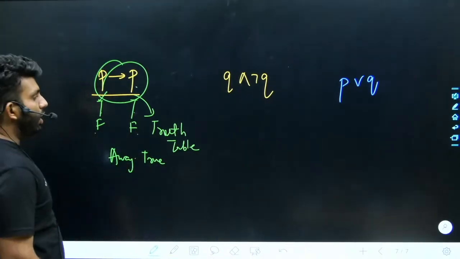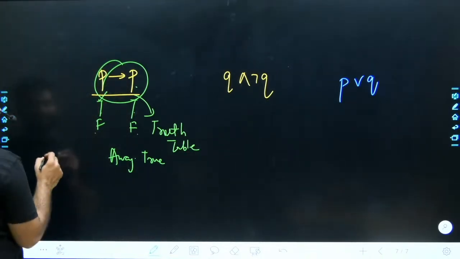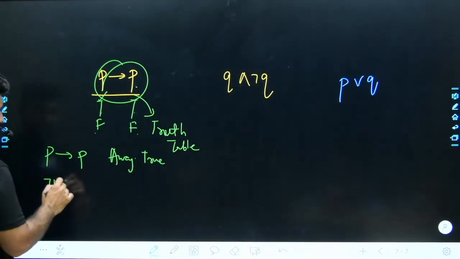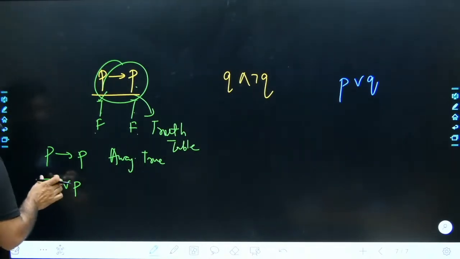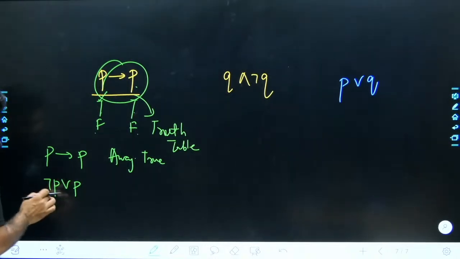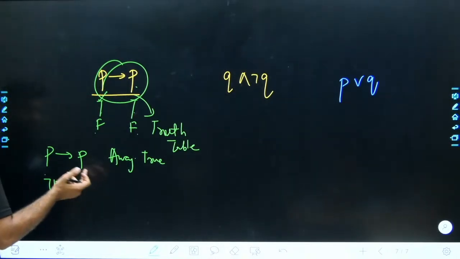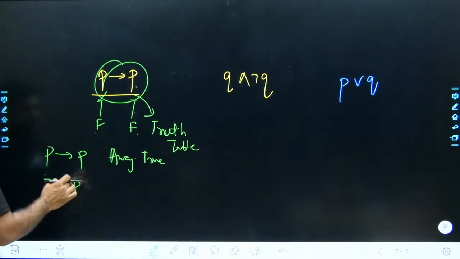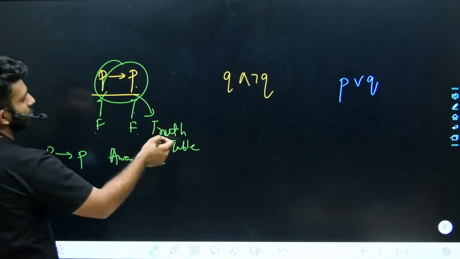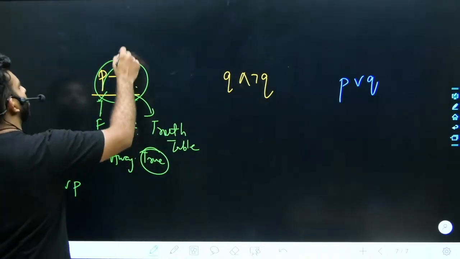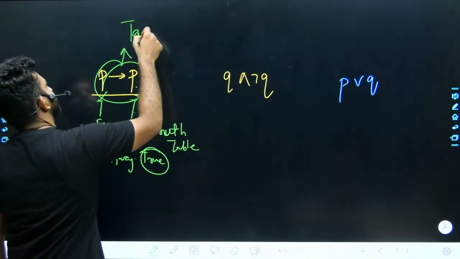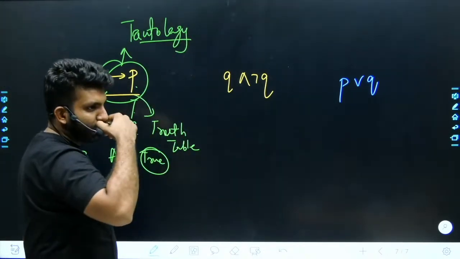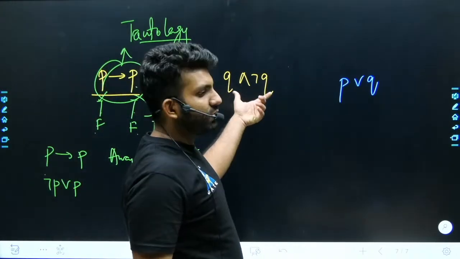Or you can simply use the other method. What does P implies P mean? It means negation of P or P. If P is true, then its negation is going to be false. False or true is always true. If P is false, that means its negation is true, and true or false is always true. So it's true always. That means it's a tautology. A simple example I'm taking. I'm taking simple examples over here.